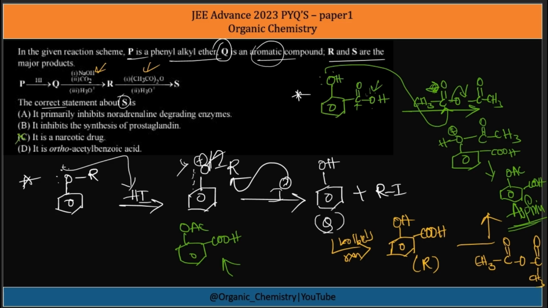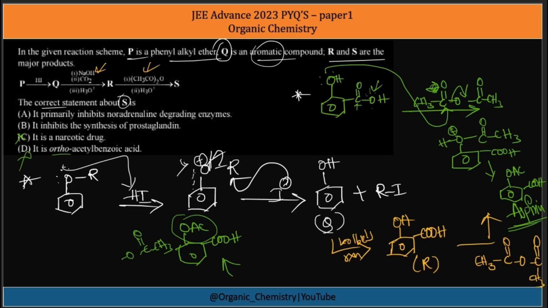See, this aspirin is not an orthoacetyl benzoic acid. It is an orthoacetoxy, because here we have OC double bond OCH3. This is the acetoxy group. So it is an orthoacetoxy benzoic acid. So this option is also wrong.